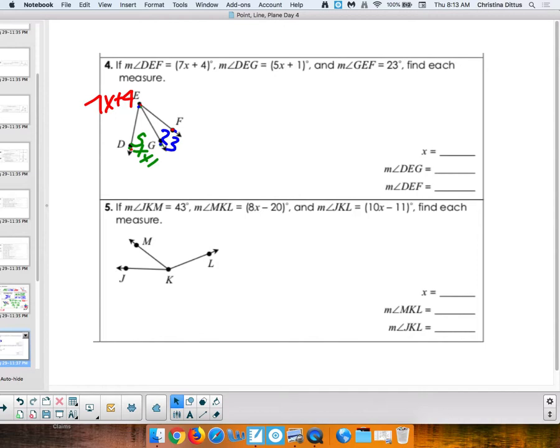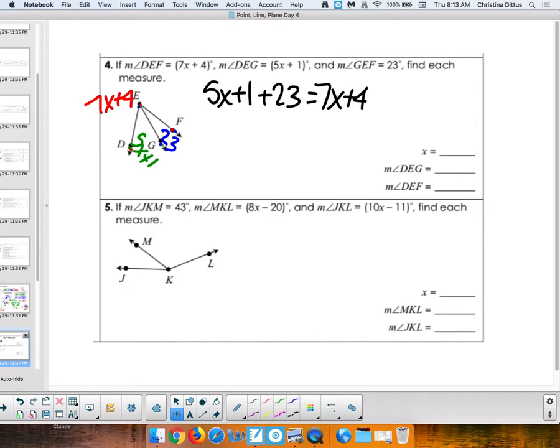Everyone know how to find out what angle they're talking about? You just kind of follow the points, and whichever ones make the angle is where you put your info. Alright, what should I do? 23 plus 5x plus 1 equals 7x. Good. Add your inside, set it equal to your outside. So we got 5x plus 1 plus 23 equal to my big angle, 7x plus 4.